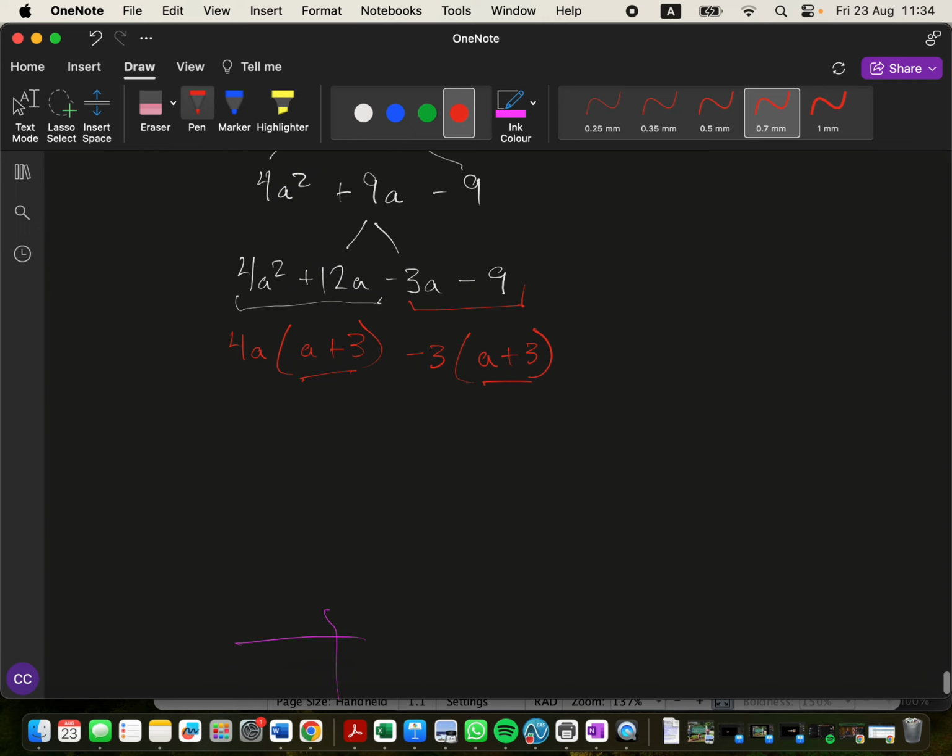So now I just need to factor out the A plus 3, and I'd be left with 4A minus 3 times A plus 3, and all of that's equal to 0. So my two solutions are when 4A minus 3 is 0, or when A plus 3 is 0. So it's either A equals negative 3, or A equals 3/4.